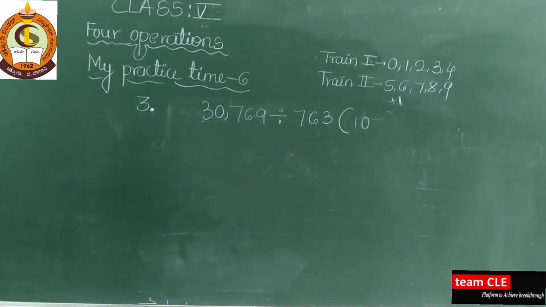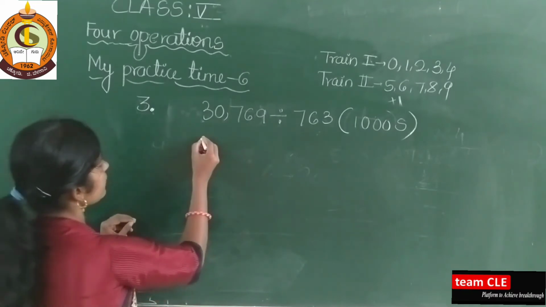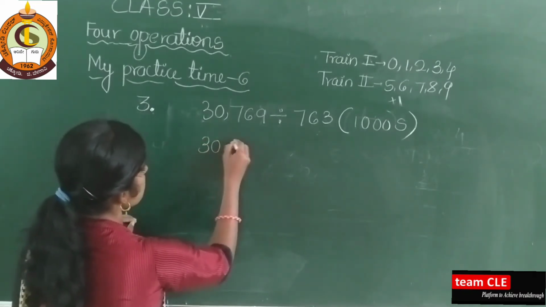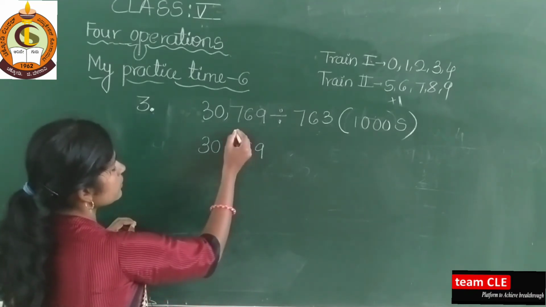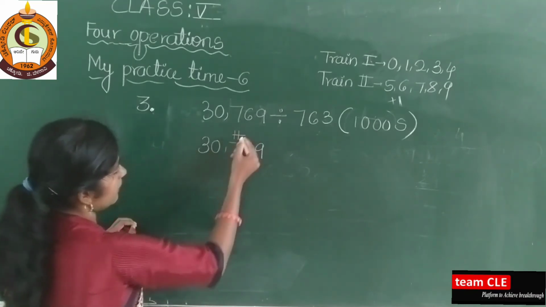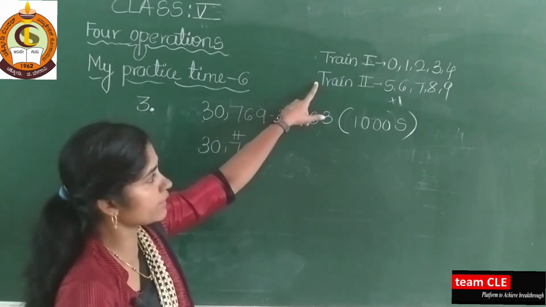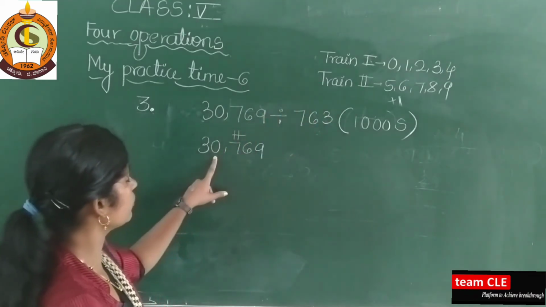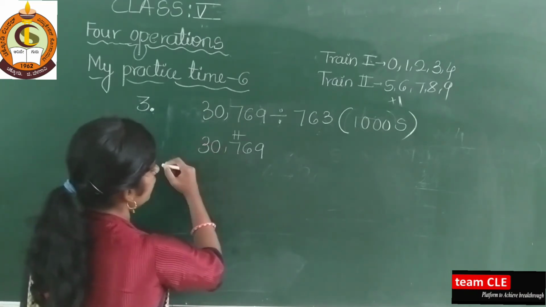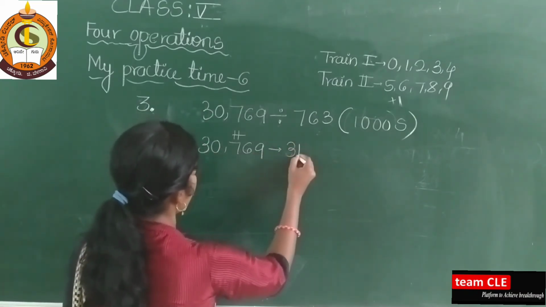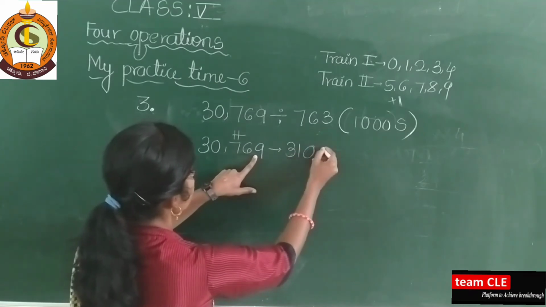See here, the number is there, you need to round off to the nearest 1000. So take this example, 30,769 is there. Nearest to 1000 means you need to see the hundreds place. So here 7 is there, it will come in tray number 2. Then you need to add 1 here. 0 plus 1 is 1. So here you write 3, 1 and the remaining digits become 0.